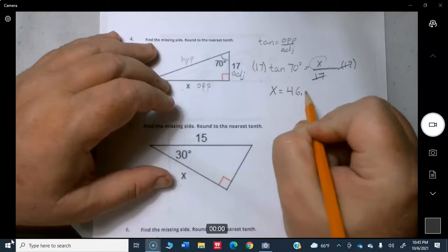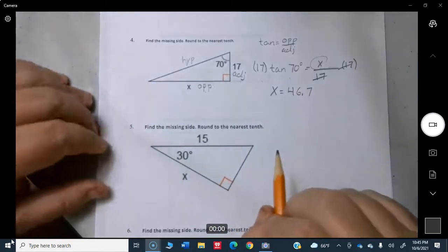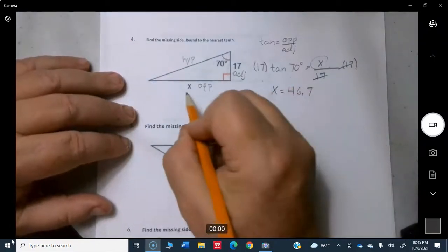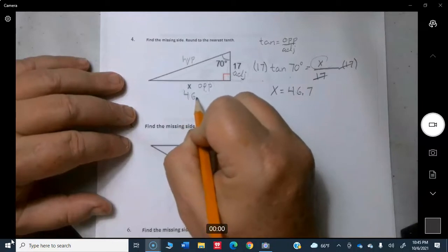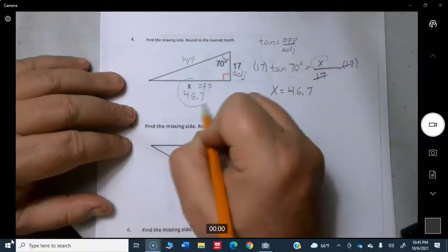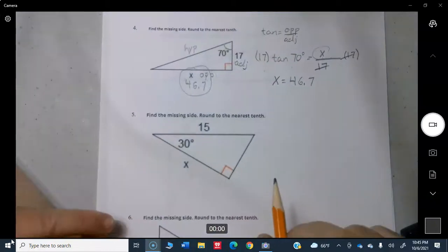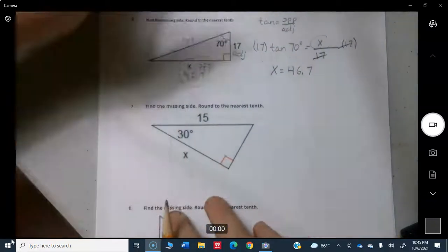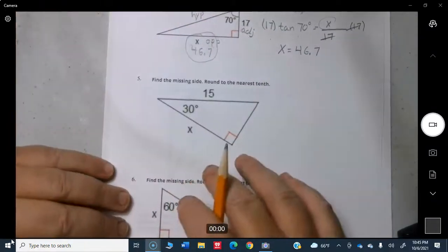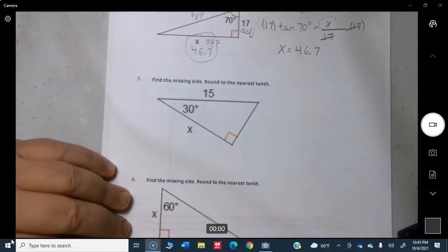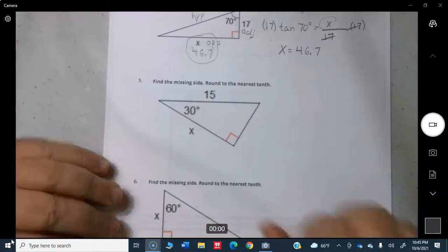So that's the value of x. If that was too many steps on the calculator, you don't have to do it that way. So that's our answer down here. 46.7 is the value of the opposite of x. Okay, all right, let's keep going.